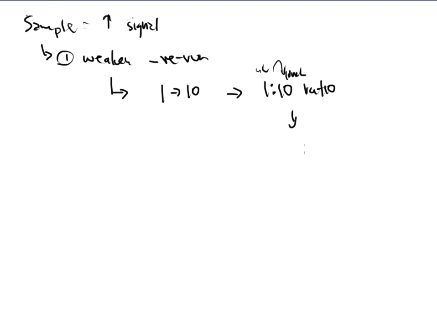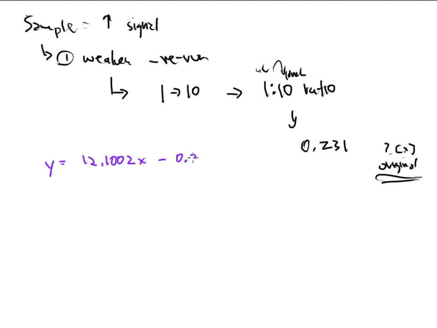And then let's say that this sample that we diluted ran with a signal of 0.231. And we need to find the concentration of the original. Okay, that's the thing here. Well, in order to do this, we need a calibration curve, right? So I'm going to make my standards, I'm going to run the standards, I'm going to plot the curve, and I'm going to get a regression line. And let's say that that regression line is y equals 12.1002x minus 0.0314.